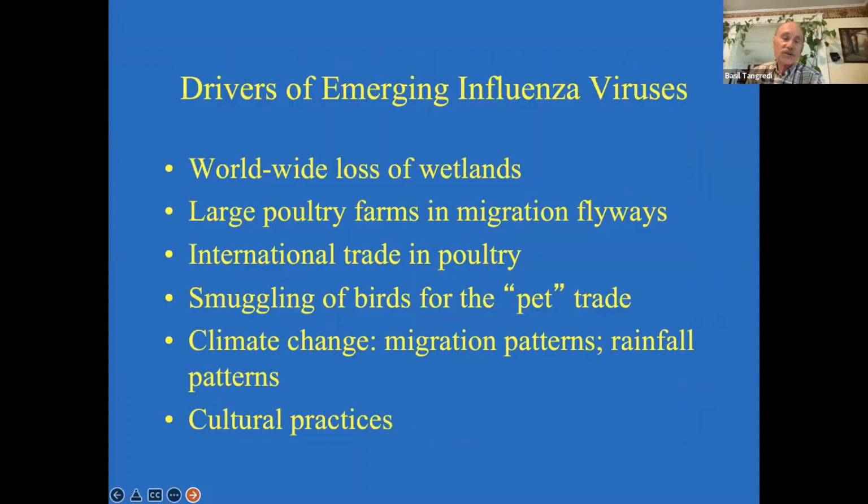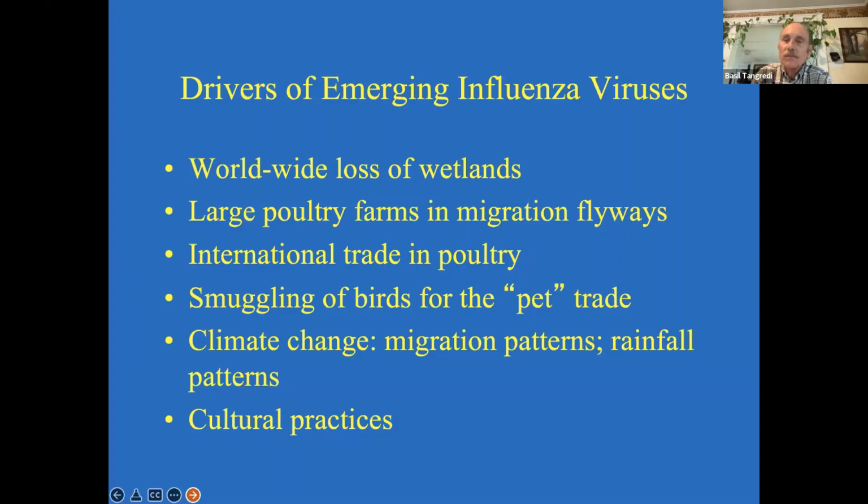All right, this slide may actually be the most important slide of the talk tonight. The drivers of emerging influenza viruses. The worldwide loss of wetlands. As wetlands and lakes dry up because they are drained for farming purposes, or now with climate change drying up because of lack of rainfall, it means that these migratory birds become concentrated on fewer and fewer lakes and fewer wetlands. So it's going to be a much more efficient transmission of viruses when there are just so few choices for stopovers on their migration route.